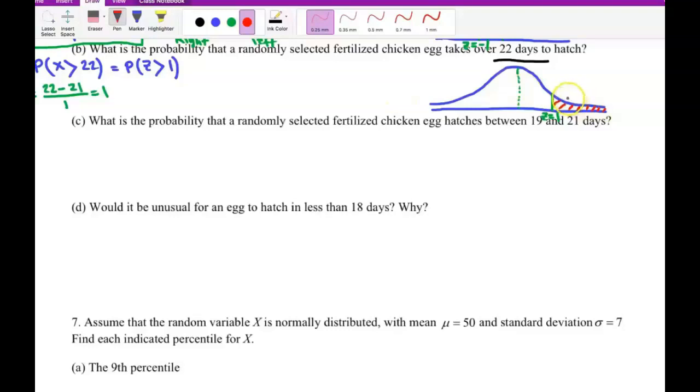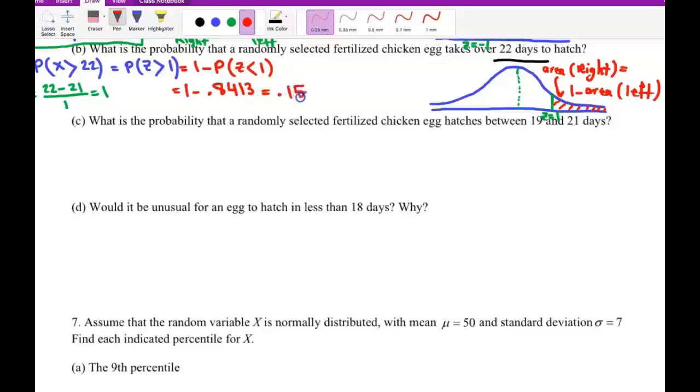Since we have the area to the right, we need to subtract. So area for this part is equal to 1 minus area to the left. So this is area to the right. Here is area to the left. So 1 minus, use table, z equal to 1. The area is 0.8413. And that is equal to 0.1587.